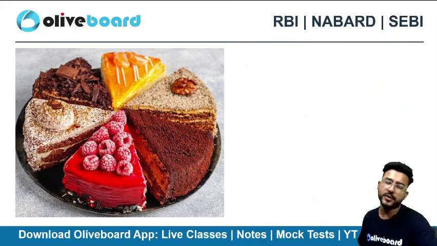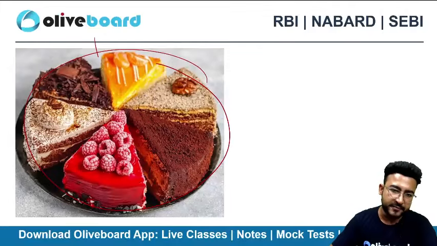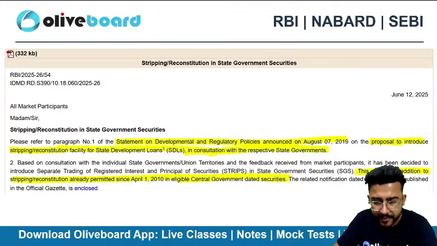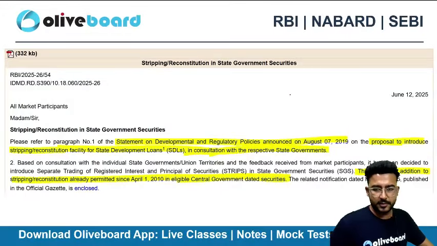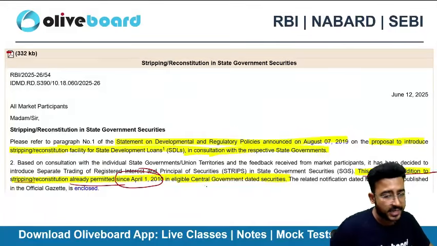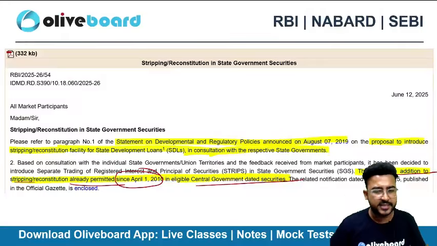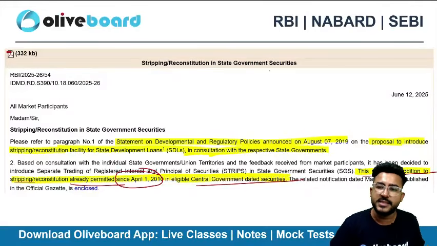That's what the concept of stripping is. This used to be a cake. Now I have segregated all the components into different slices, right? That's what stripping is all about. Now they have clearly written this. This will be in addition to the stripping and reconstruction already permitted since April 2010 in central government securities. So since 2010, in central government securities, we are already doing it. Now it is also permitted in state government securities.